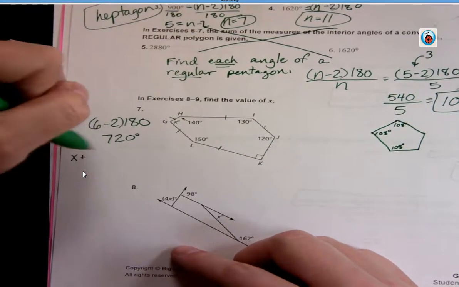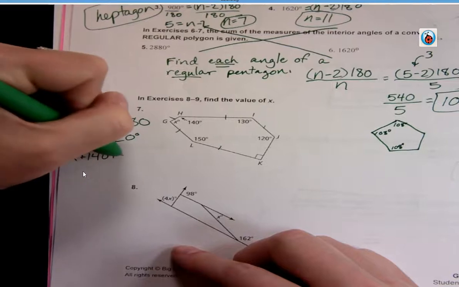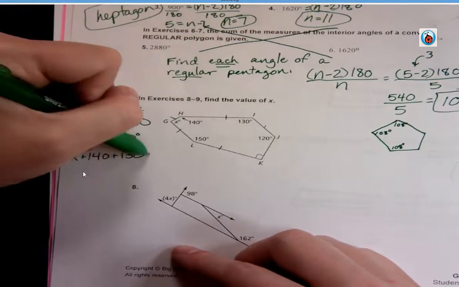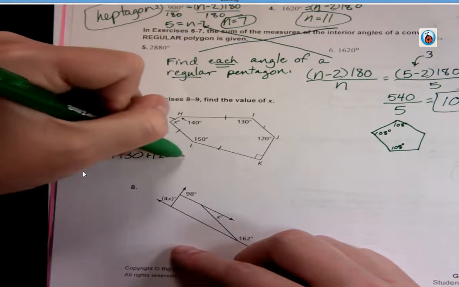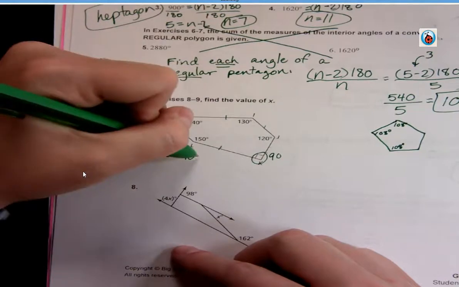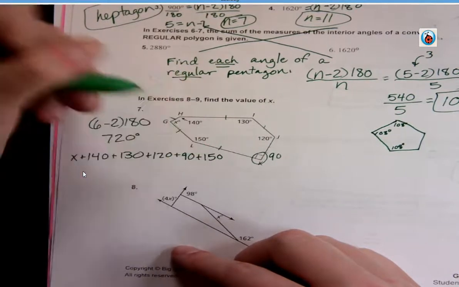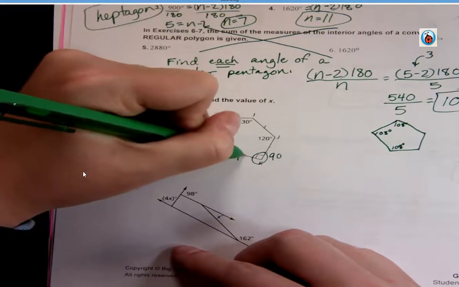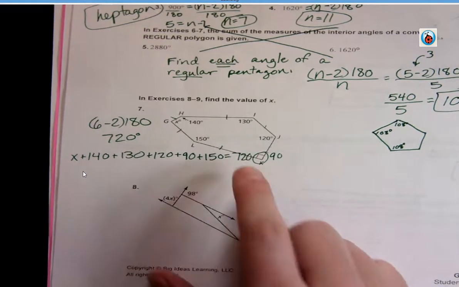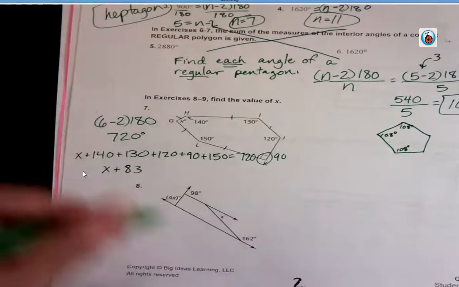So I can go ahead and do x plus 140 plus 130. I'm just going around and writing all these angles down. Plus 120 plus 90. Yes, that's still an angle. It's 90. Don't forget about it just because it's a box. Alright, and then all that is going to equal the sum of the interior angles. So if it is an octagon, it's going to equal something different than this hexagon. It only equals 720 because it's a hexagon.